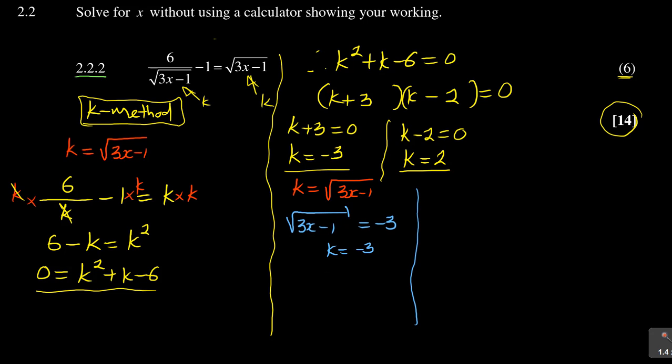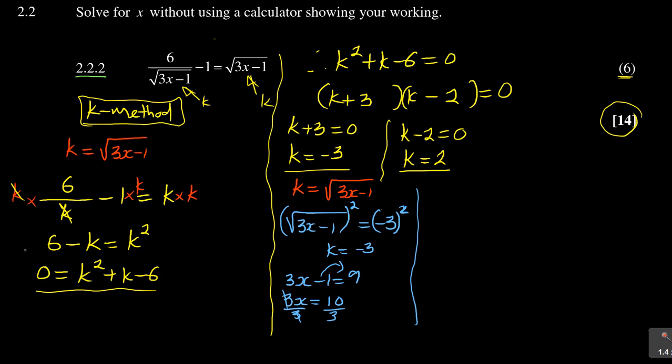Now how do I solve that? If I square both sides, minus 3 squared, that's how I get rid of that square root. So I'll have 3x minus 1, and minus 3 squared will give me a positive 9. Now let 1 jump the equal sign. It will be 3x is equal to 9 plus 1, which is a 10, divide by 3.